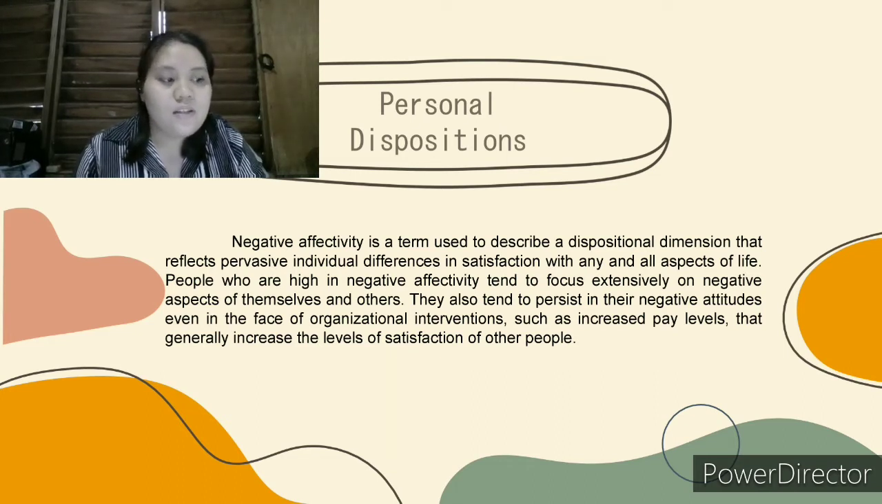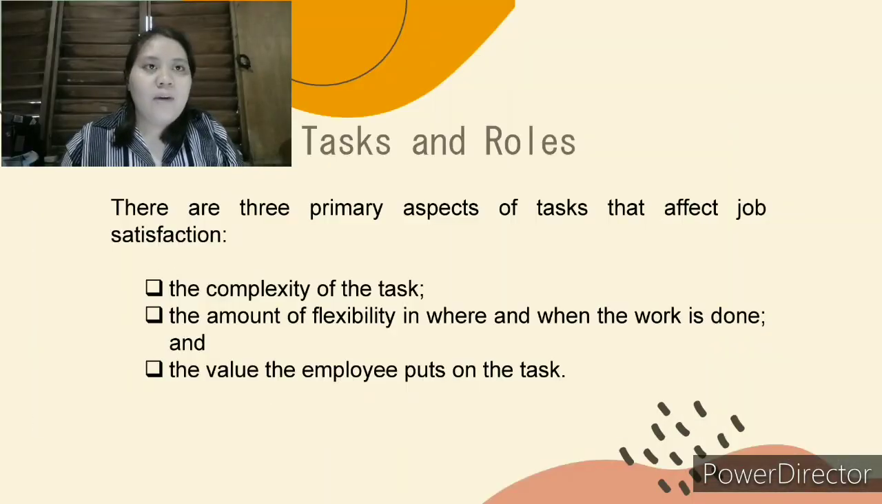They also tend to persist in their negative attitudes even in the face of organizational interventions, such as increased pay levels, that generally increase the levels of satisfaction of other people. Tasks and roles. As a predictor of job satisfaction, nothing surpasses the nature of the task itself. There are three primary aspects of tasks that affect job satisfaction, and these are the complexity of the task, the amount of flexibility in where and when the work is done, and the value that the employee puts on the task.